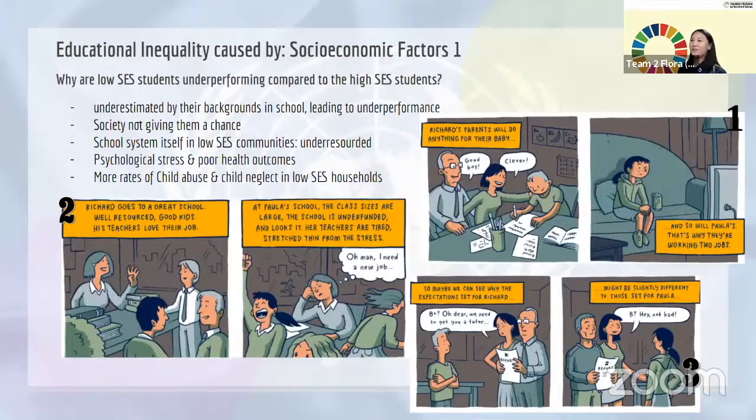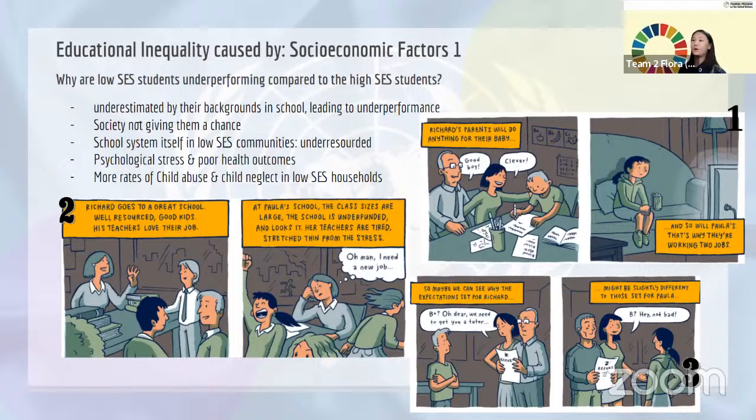The main reason here is focused on the family environment. Because of poverty and low SES students' backgrounds, they have a higher chance of getting underestimated in school, along with the society itself not giving them the opportunities and chances to invest and find what they want to do in the future because they are busy working in order to survive.